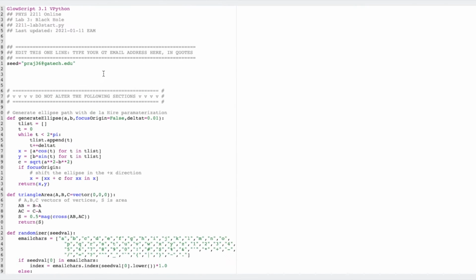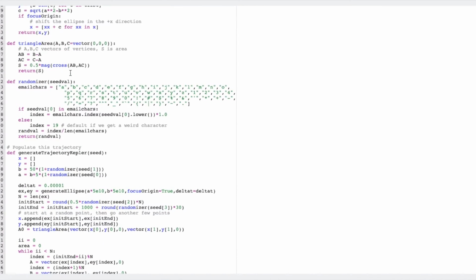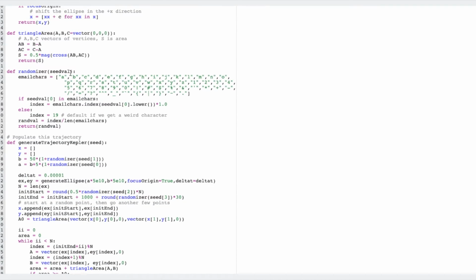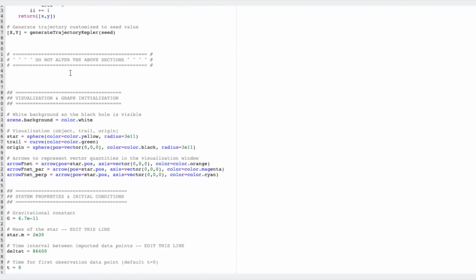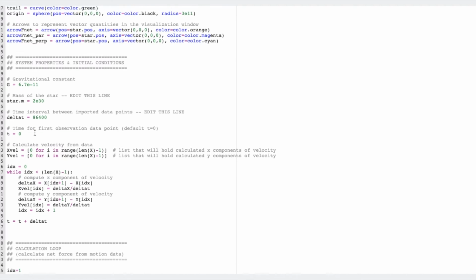But again, quickly starting at the beginning of our code, here we see that we changed the seed to get our customized trajectory, and all the code here was pre-existing that sets up our trajectory and generates the observations that we need. Here, I changed the mass of the star to be 2 times 10 to the power of 30, and then delta t to be 1 day, or 86,400 seconds.